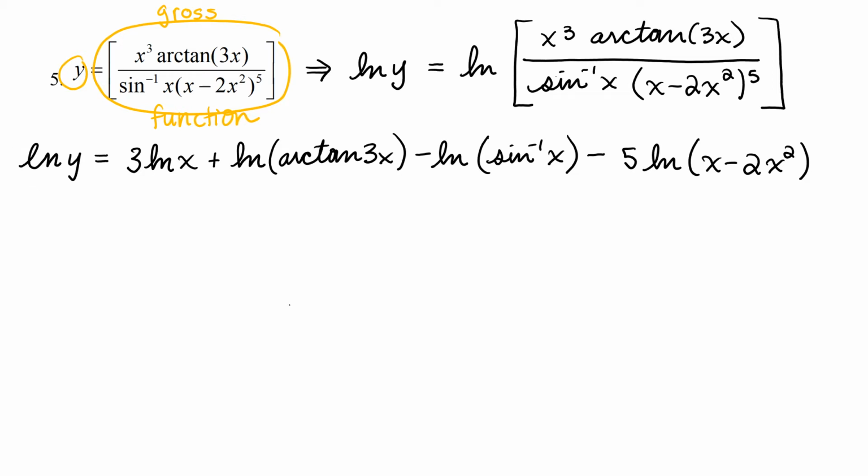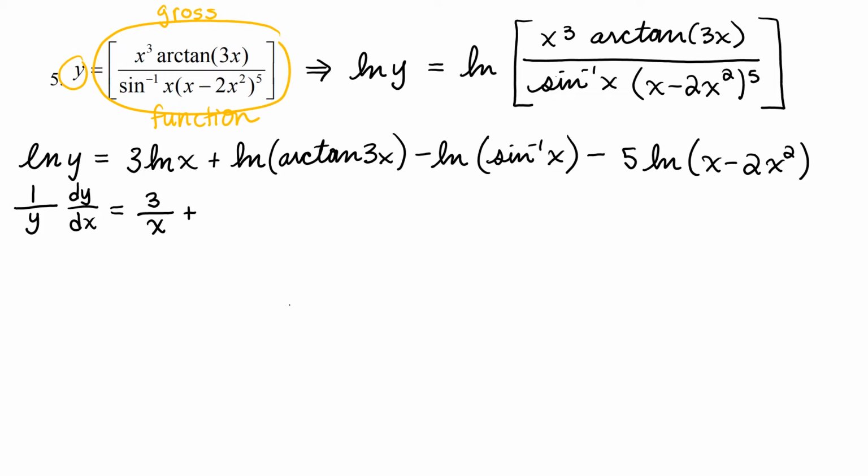The derivative of the natural log of y will be 1 over y, because the derivative of natural log is 1 over whatever's inside of it, times the derivative of what's inside of it, and the derivative of y with respect to x is dy dx. And that will be equal to, well, 3 times the derivative of natural log of x will give us 3 over x.